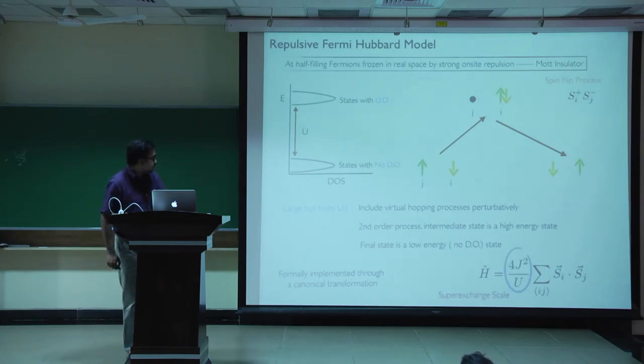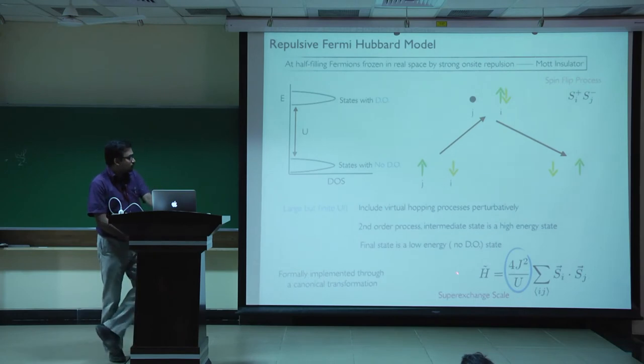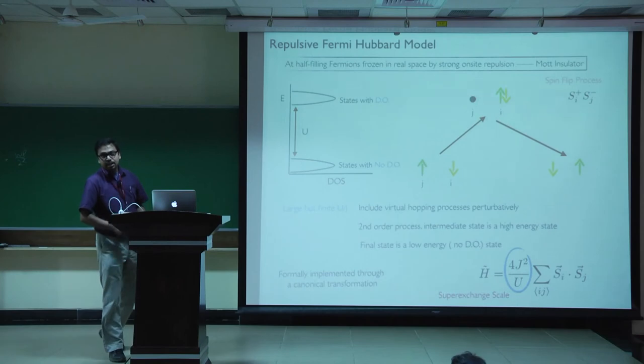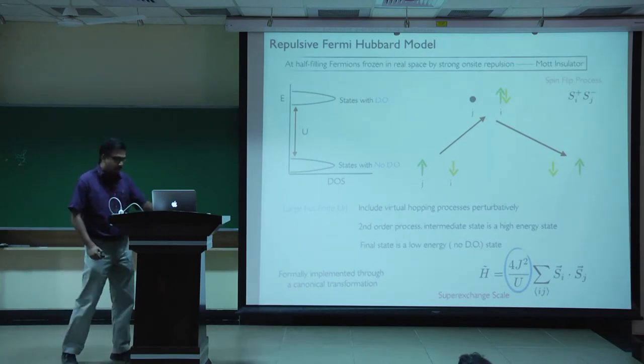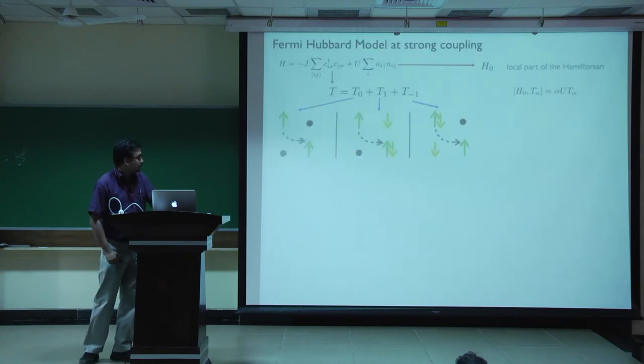Now, an important thing to note about this is, however, the super exchange scale. This is called the super exchange scale. All the spin dynamics is governed by the scale which is 4J squared over U. And that leads to the hard part, because that's a small number.